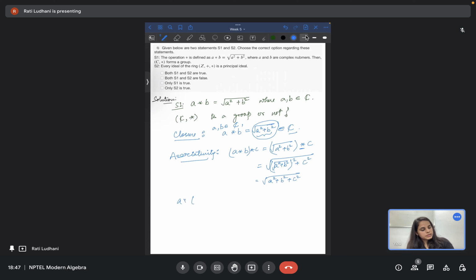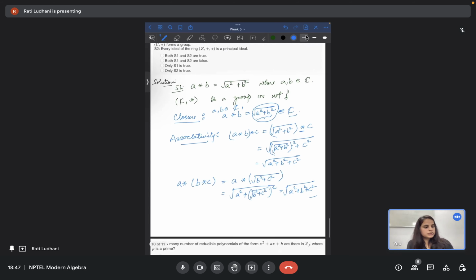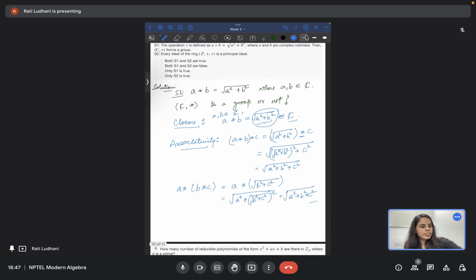So now take this side and do the same process. So A star root B square plus C square, and you will get again root A square plus B square plus C square, root and square. So you will get, as you have got earlier, the same thing. So these are same. So associativity is fine.